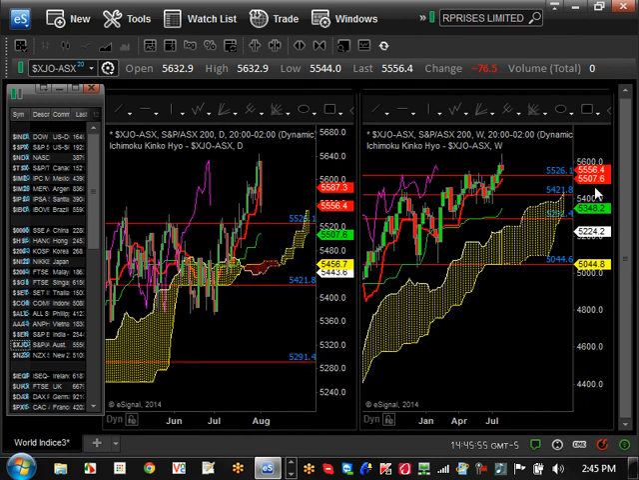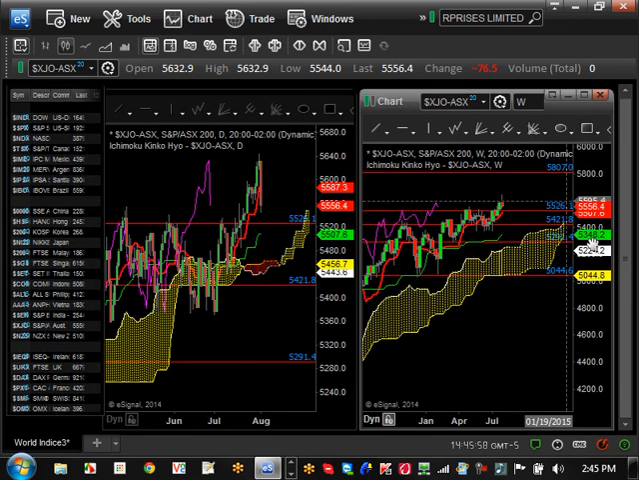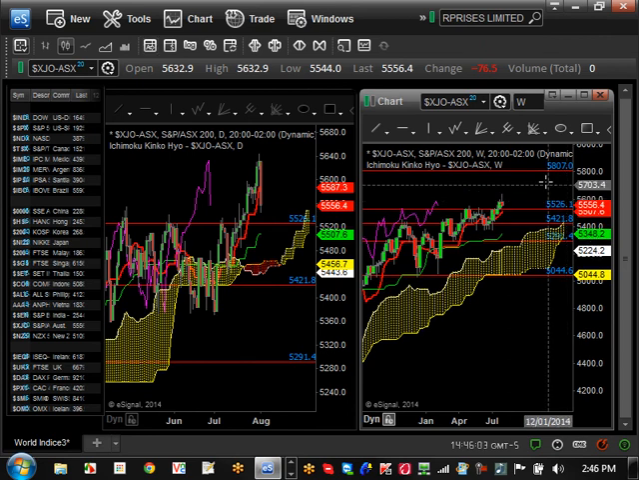Australia seems like it's slowly resuming its bullish movement up here. Broke the resistance at 55.26, and now it looks like it's going to try to head to about 5,800. Support, critical support on this guy is going to be about 54.21.